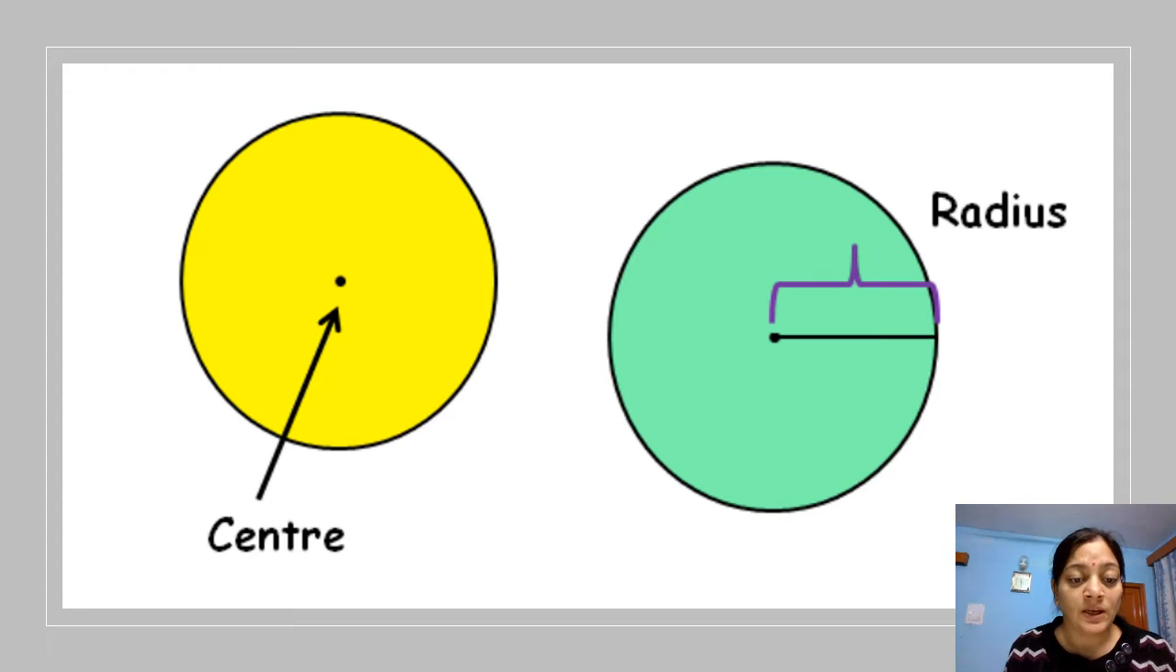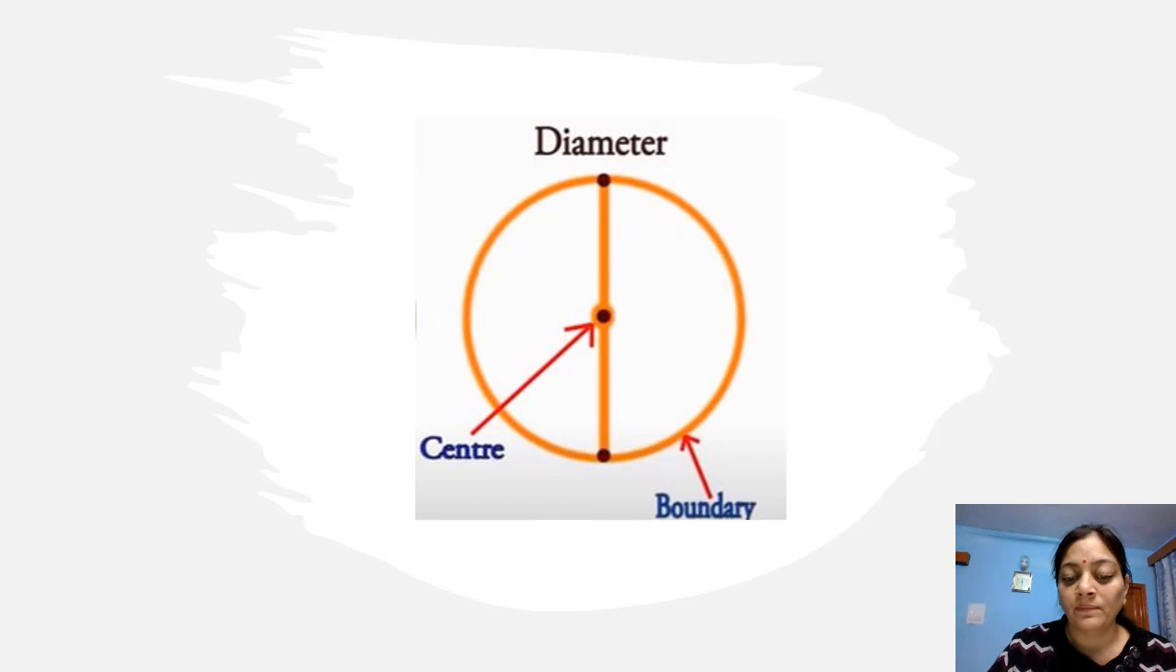So, first is the center. The fixed point around which the path is traced is called the center, and the fixed distance is called the radius. Or we can say radius is defined as the distance between the center of the circle and a point on the circle. It is also the line segment joining the center and the point on the circle. It is denoted by small r.